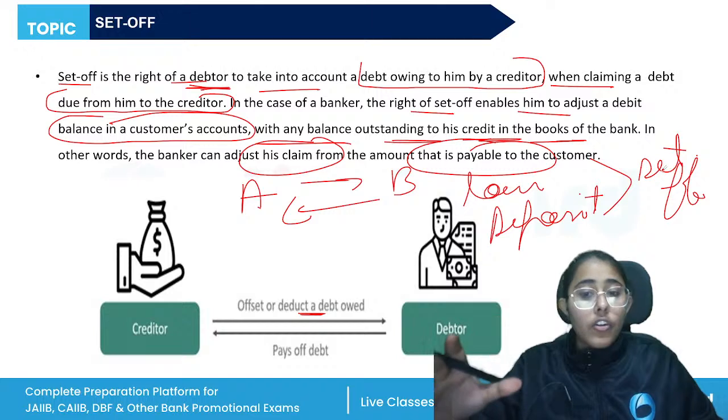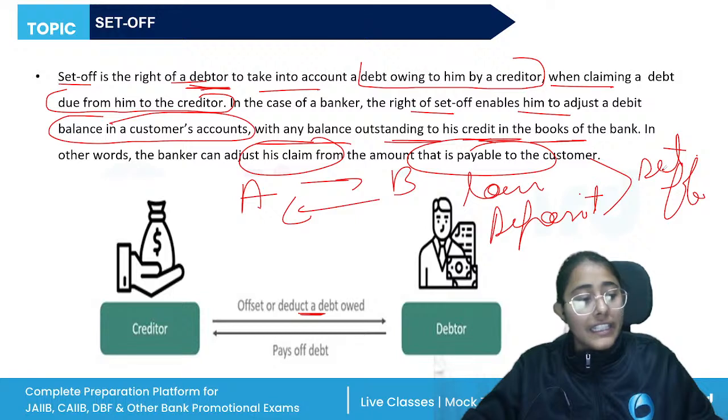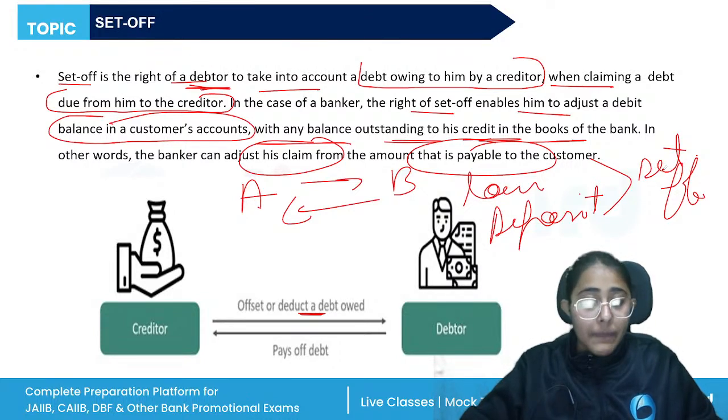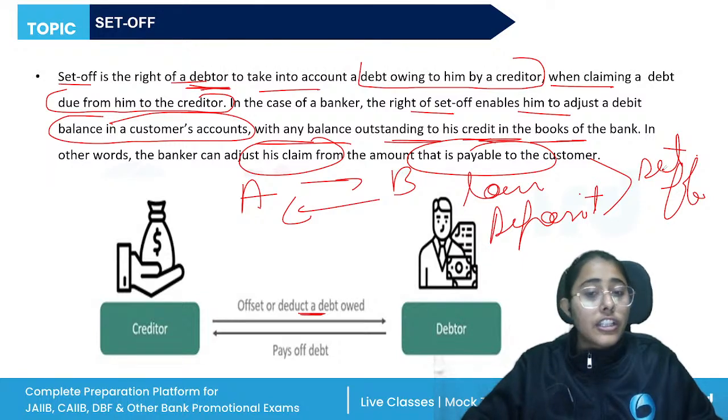Now, the bank or the creditor cannot use both the rights together. They can use either the banker's lien or the set off. Also, a debt that is not yet due cannot be set off against a debt that is already due. Plus, the credit balance in the account cannot be set off against a contingent liability. And the account cannot be debited until the demand is actually made or the due date has actually arrived. So these are certain conditions or salient features of a set-off.